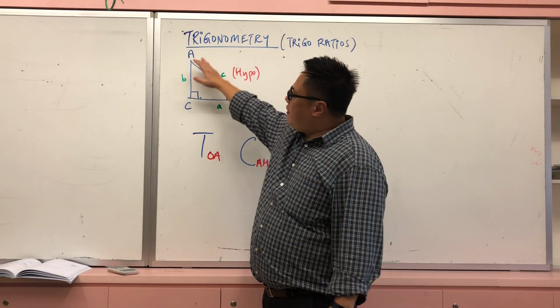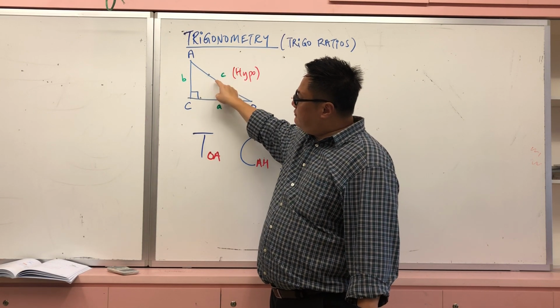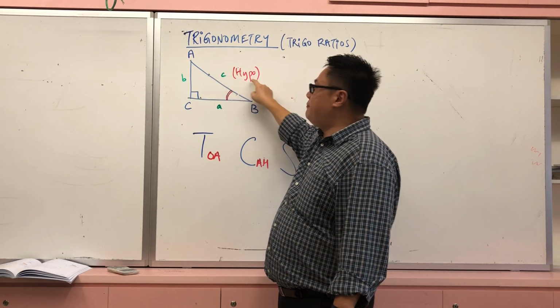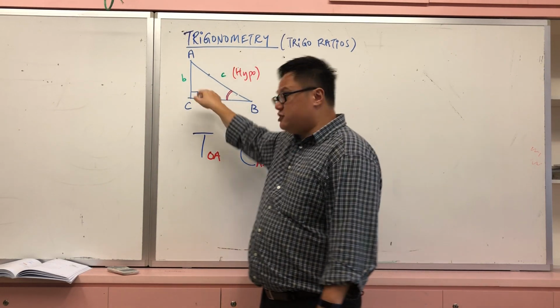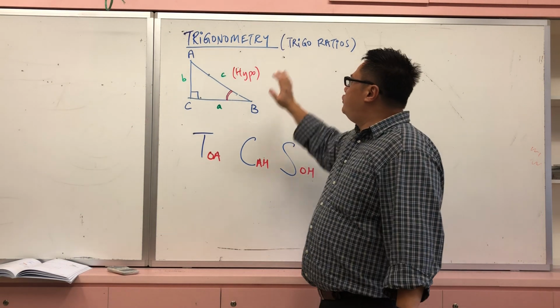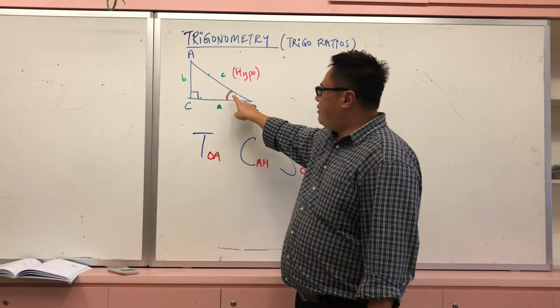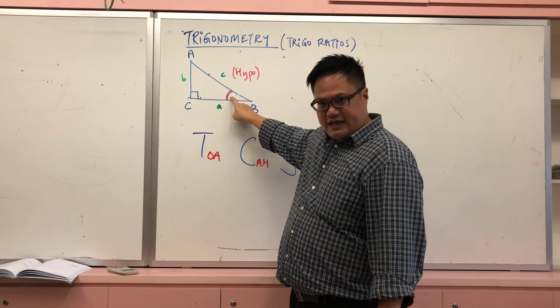You know that in a right angle triangle, the longest side, the length that's opposite the right angle, we call it the hypotenuse. The other two sides actually have names. What are their names? For trigo ratios, one extra thing about it is there must be a reference angle.